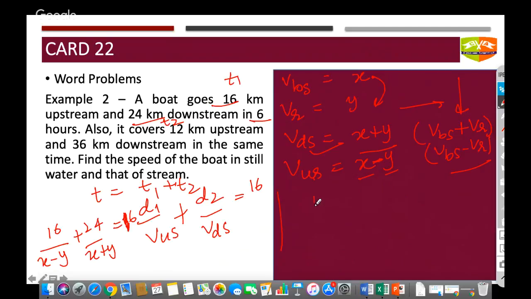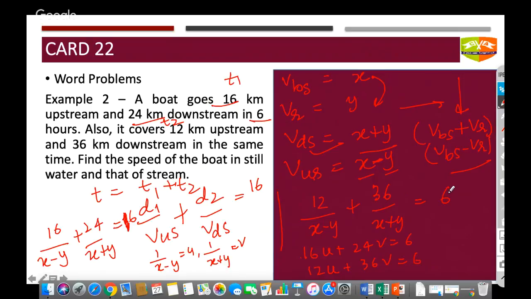Similarly, 12 kilometers upstream and 36 kilometers downstream: 12 divided by x minus y plus 36 divided by x plus y is equal to the same time, 6 hours. Now I'll assume 1 by x minus y is u and 1 by x plus y is v. So what I get is 16u plus 24v is equal to 6, and 12u plus 36v is equal to 6.